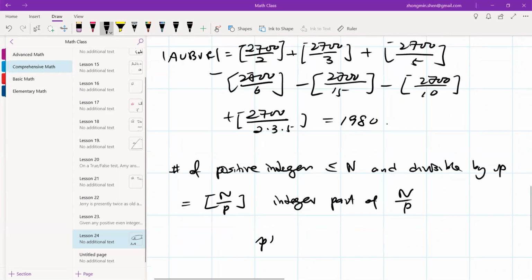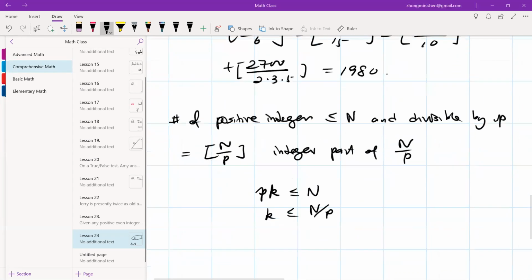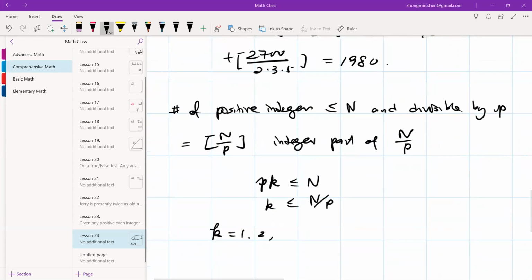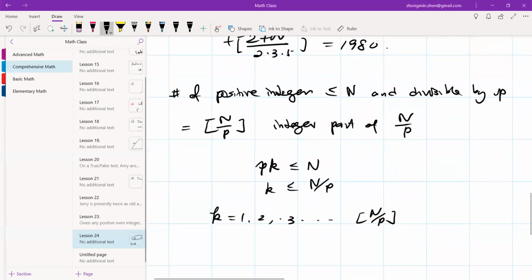Divisible by P means this is just a multiple of P, right? So PK are those such numbers, and this should be less than or equal to N. So then K is less than or equal to N over P, right? So the possible values for K are going to be 1, 2, 3. And then the last one, if it's not an integer, you just take the integer part. So actually, the total number of such numbers is going to be N divided by P, and take the integer part. Okay? This is why. This is the proof.